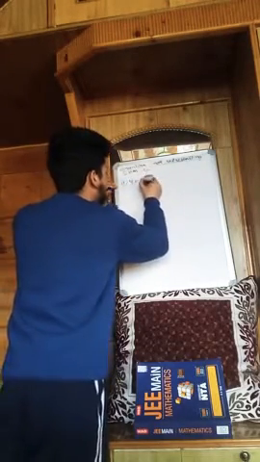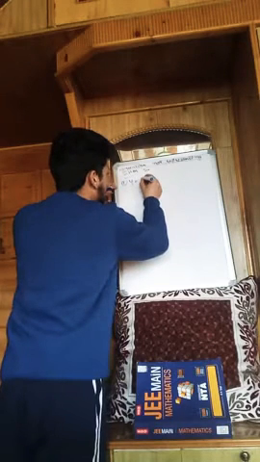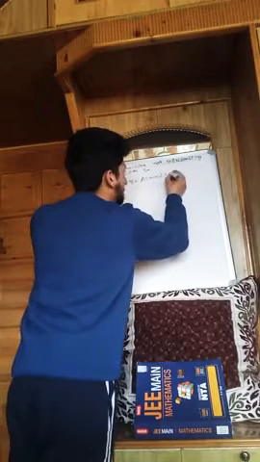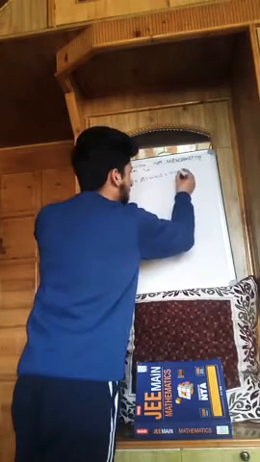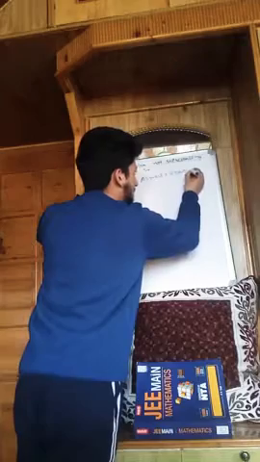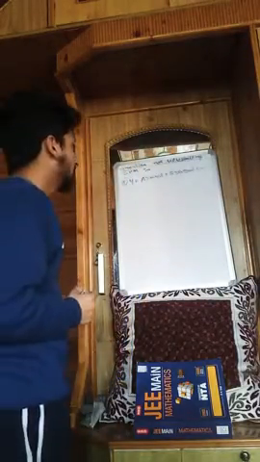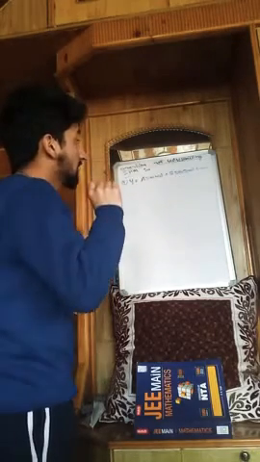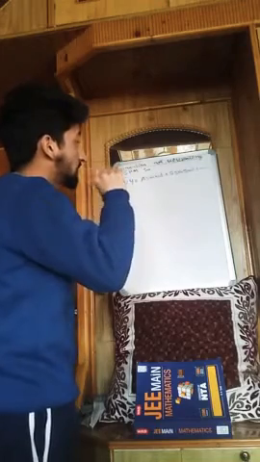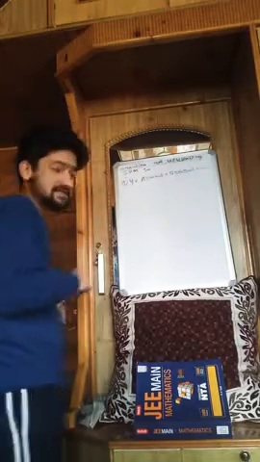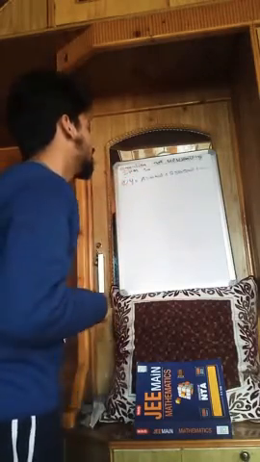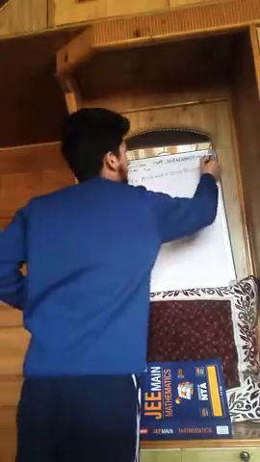If we are given y equal to a sine of omega t plus b sine of twice omega t, and so on, an equation like this does not represent simple harmonic motion.